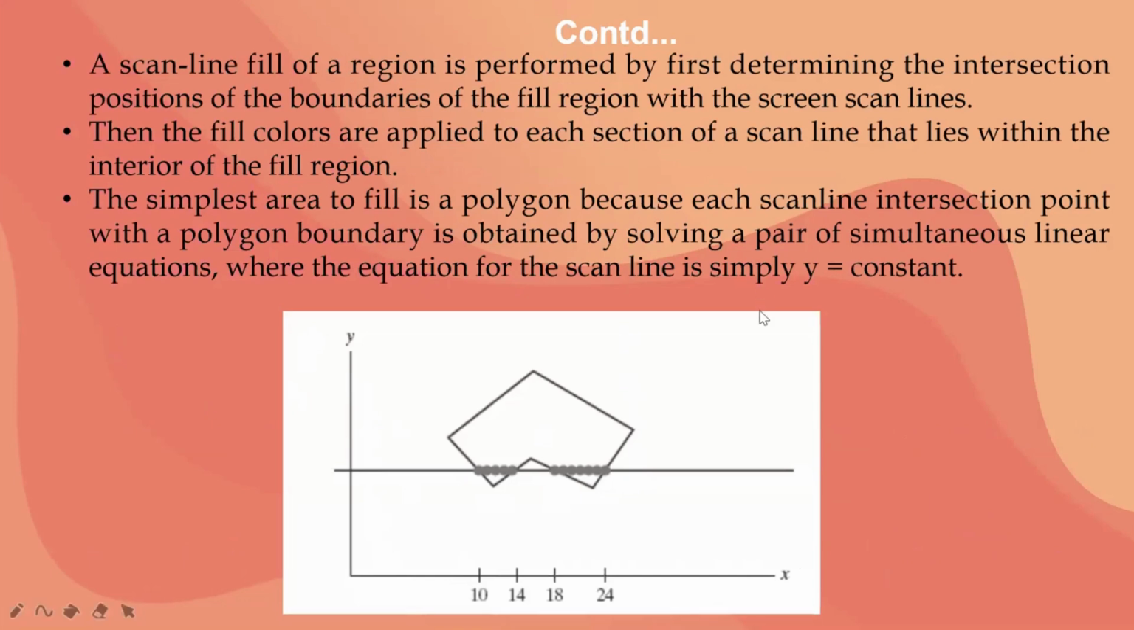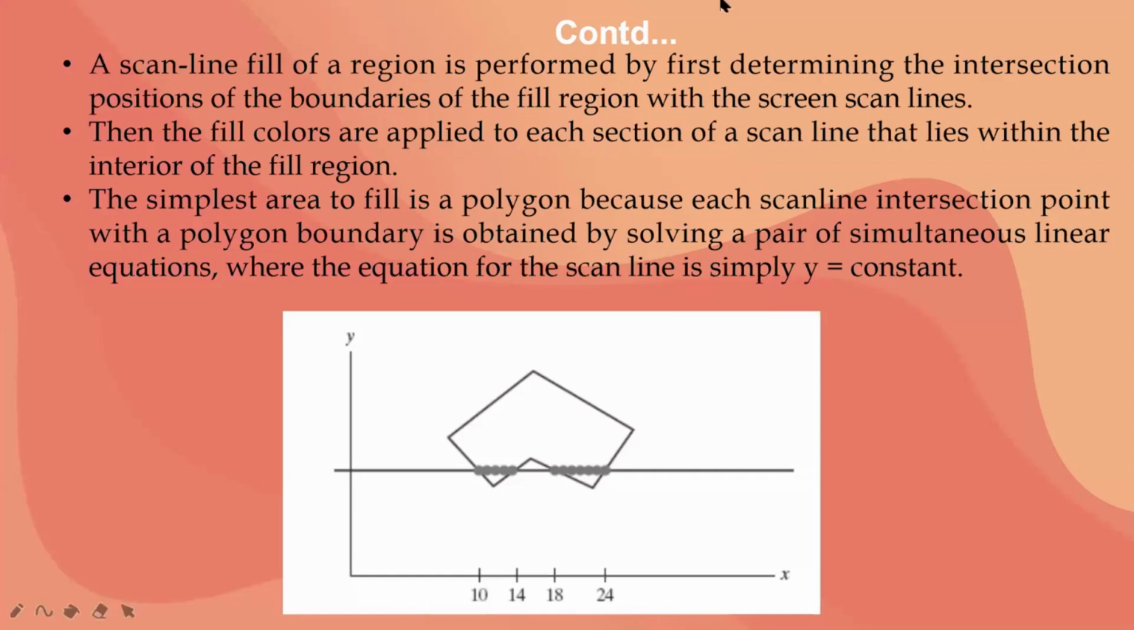In scan line fill, we have one region where we are going to fill the color. Whenever we fill the color, first we have to find out the intersection positions. So how do we find the intersection positions?